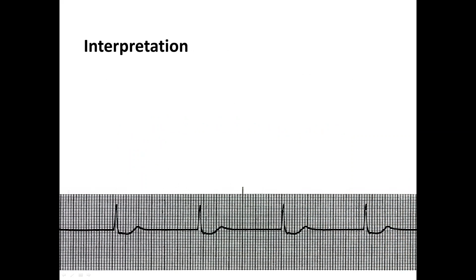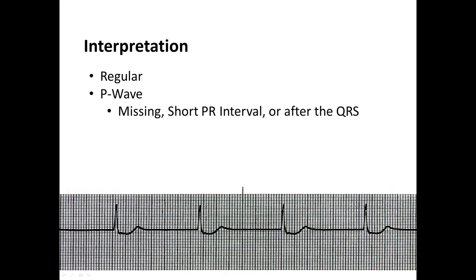Let's look toward interpretation. The first thing we always do when looking at a rhythm is determine its regularity. A junctional rhythm will be regular. Next, let's look to our atrial beats. Let's look to our P waves. If our P waves are missing, have a short PR interval, or are after the QRS complex, we're probably looking junctional. Finally, let's look to our QRS complexes. If they look narrow, indicating everything's fine in the ventricle, we have a junctional rhythm.